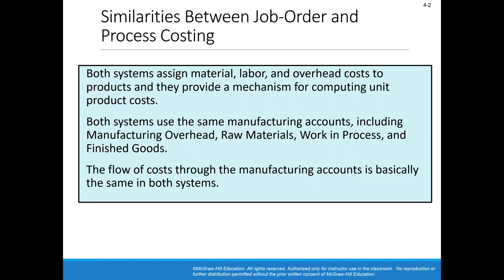How do we have the units? How are they flowing through? What does it look like when you have large batches that are not assigned to a job? So both systems use the same manufacturing accounts, the manufacturing overhead, raw materials, work in process, finished goods. If you sell it, it's going to be cost of goods sold. So all that's the same. So no new accounts. That'll be the easy part, is knowing where the money's going to be flowing. And then the flow of the cost through the manufacturing accounts is basically the same with both systems, which is what we just went over.